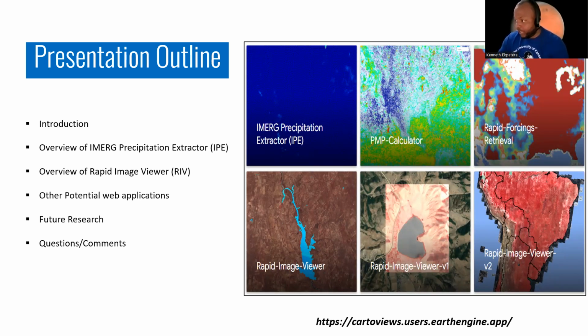We have the IMERG precipitation extractor, an application that can help you to get rainfall at 30 minute intervals, which is really cool. We have the PMP calculator for modeling extreme floods, really good. We have the rapid forcing retriever if you need reanalysis data sets, like wind and the rest of them. This is a cool place to get the data from the North American Land Data Assimilation System data sets. And then we have the rapid image viewer, which you are all familiar with.